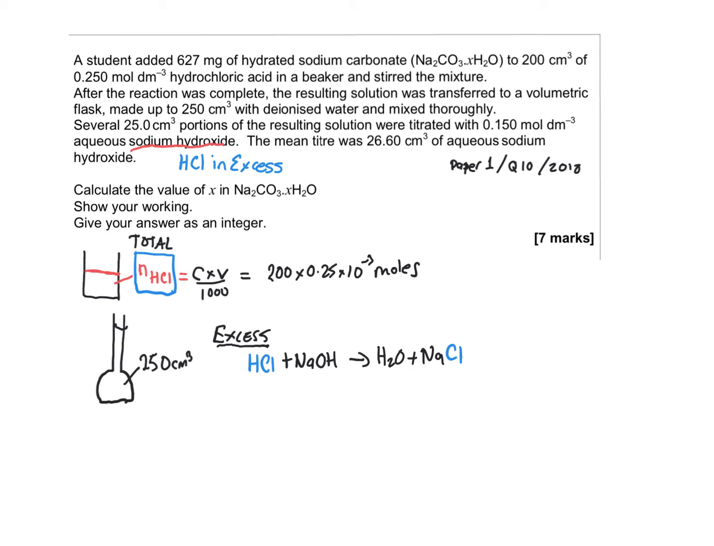So what was left in excess has been poured into a volumetric flask, and we have taken out titres, which were 25 centimetre cubed portions, and reacted with sodium hydroxide. And since we know the concentration of the sodium hydroxide and we know the volume of sodium hydroxide needed, we can work out the moles of the hydrochloric acid in 25 centimetres cubed of the excess. Why? Because they react in a 1-to-1 ratio.